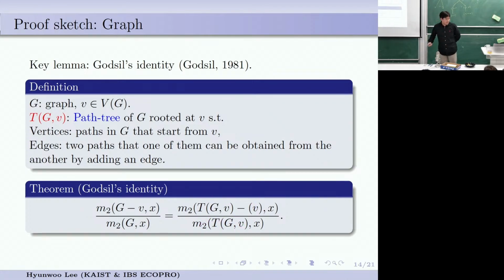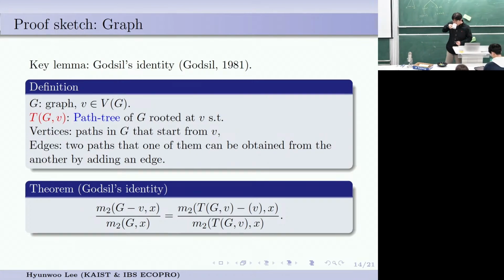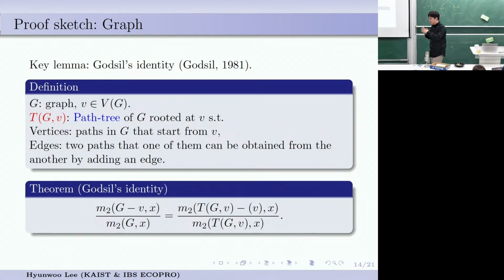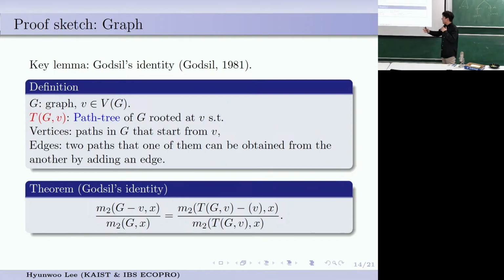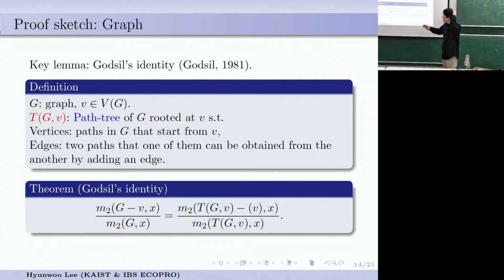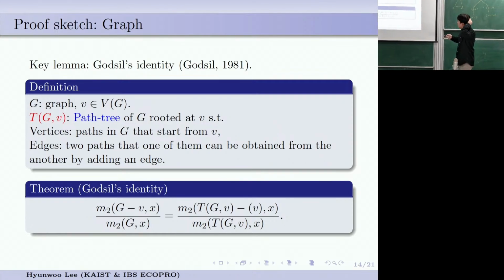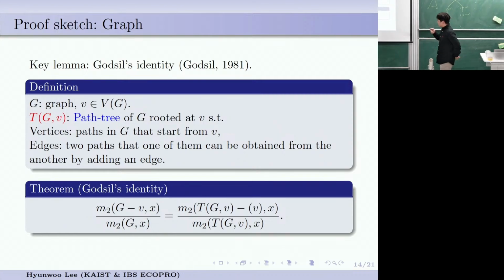So why is this identity important in algebraic graph theory? Because in some sense it gives a bridge between graphs and trees. By using this identity, we can bypass many problems arising from cycles. We can transform our graph into a tree, and usually trees are very well behaved because they have a very nice structure. So many problems can be easily solved. So this is Godsil's identity.